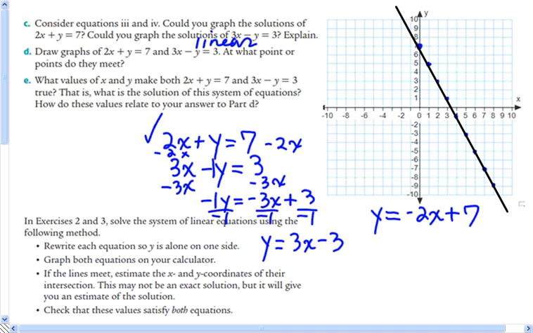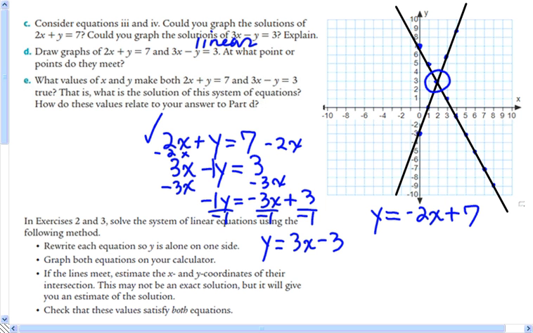So my y-intercept is negative 3. That's there. My slope is 3. So every time I go over 1, I'm going to be 3 higher. And we get that equation. Draw a line through that. Looks like that. Okay, and then it says, at what point or points do they meet? We can see they meet at one point right there.